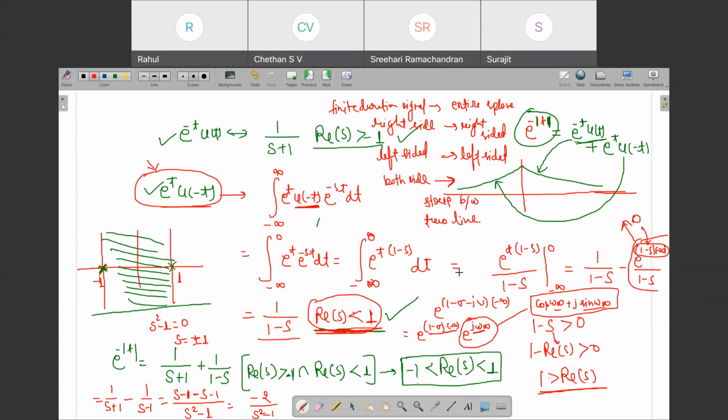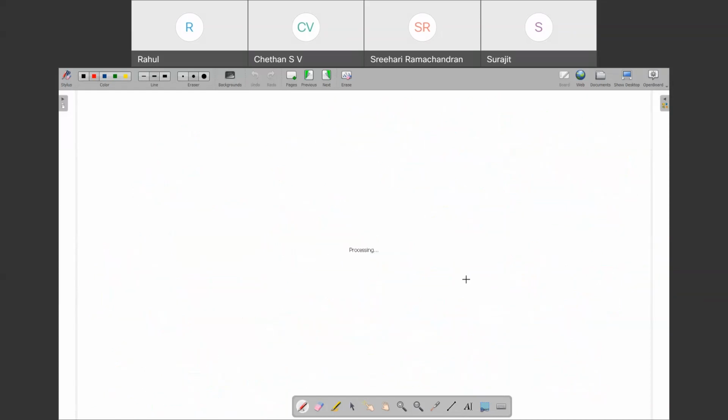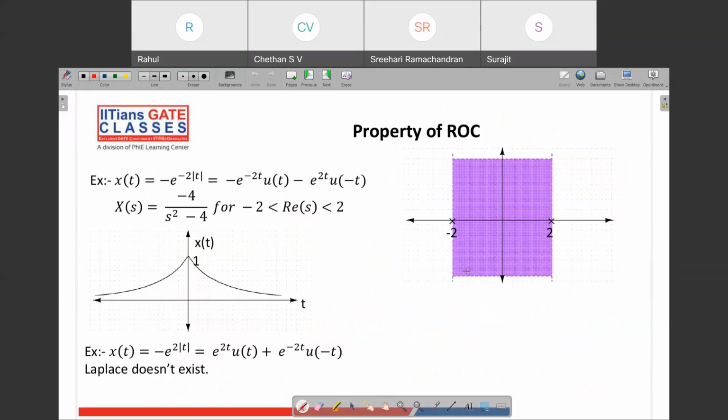Anyone else has any doubt? We go to the next slide. Yeah, this is the problem, similar to the problem we just solved. So here we have 2 here. So you guys can solve this problem. It is very similar to what we solved in the last slide.